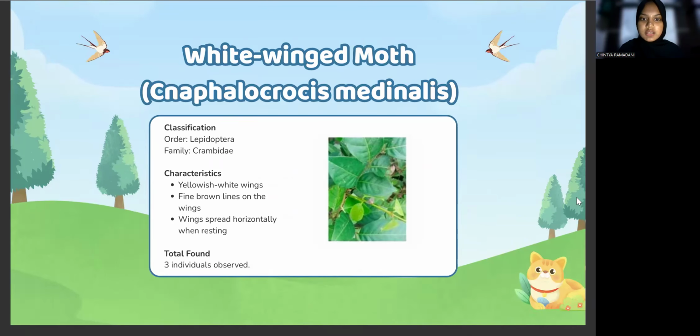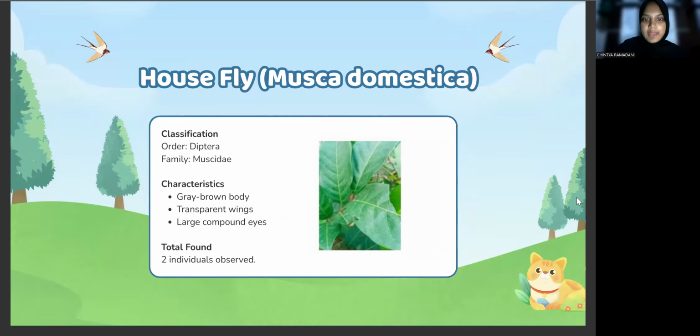Next, white wing moth, Cnaphalocrocis medinalis. Classification order Lepidoptera, family Crambidae, characteristic yellow white wings, fine brown lines on the wing, and wings spread horizontally when resting. Total found 3 individuals observed. Next, housefly, Musca domestica. Classification order Diptera, family Muscidae, characteristic gray-brown body, transparent wing, and large compound eyes. Total found 2 individuals observed.